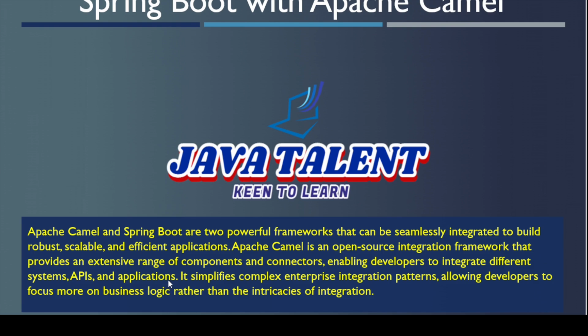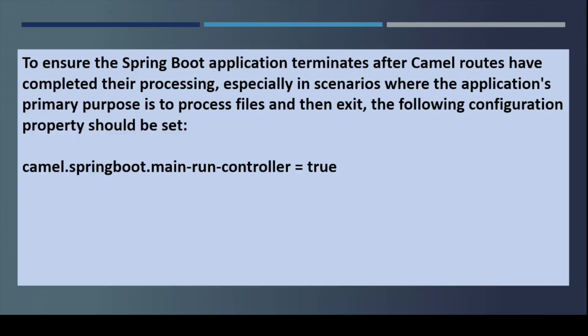It simplifies complex enterprise integration patterns, allowing developers to focus on the logical part rather than the intricate logic, like the integration and everything that we do not need to bother much about. We just need to focus on our logical part. So what are the things that we have to take care of in Apache Camel?